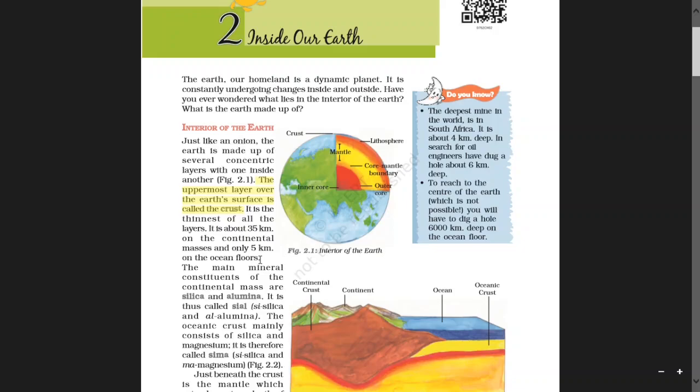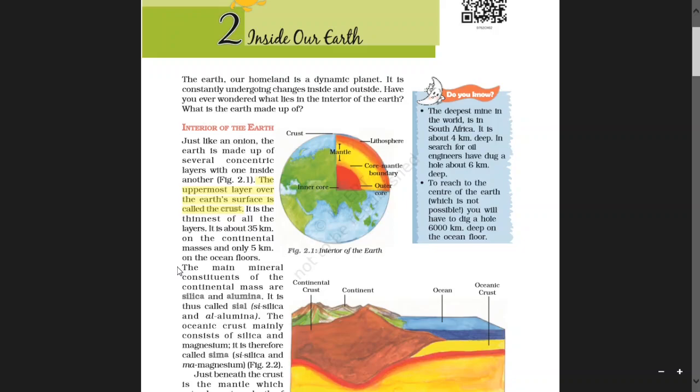See, as it is the thinnest of all the layers, this layer is about 35 kilometers on the continental masses, and only 5 kilometers on the ocean floors.